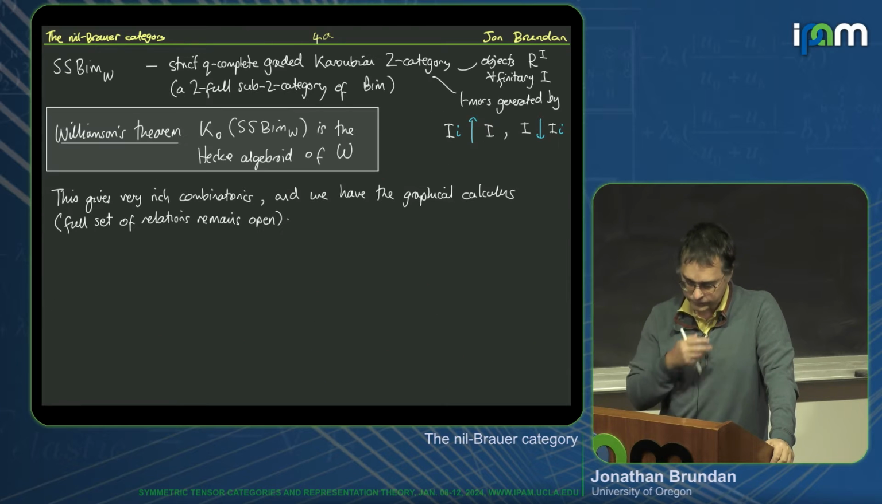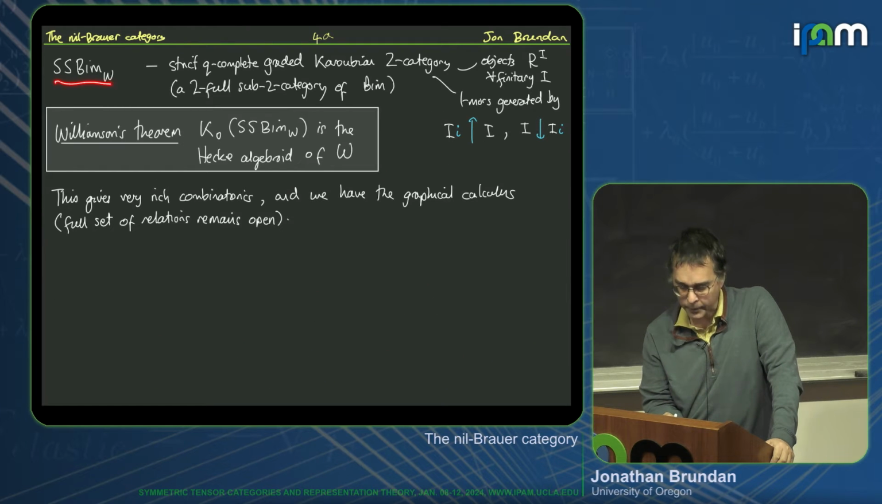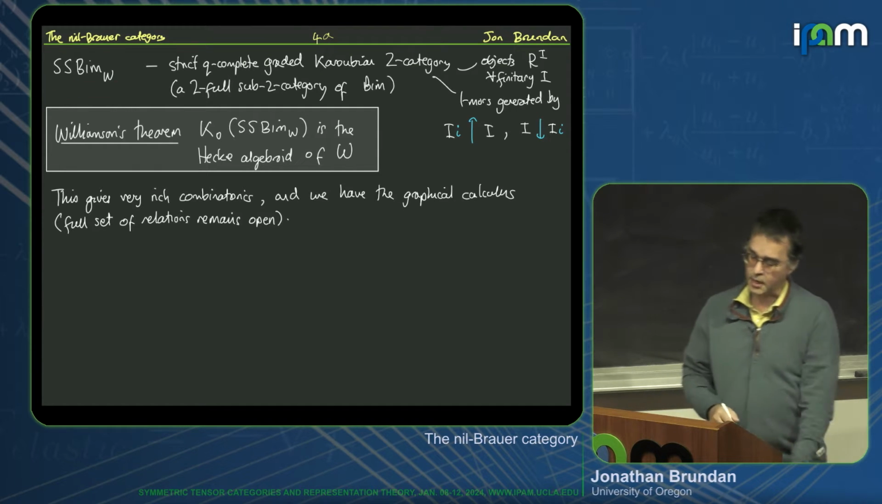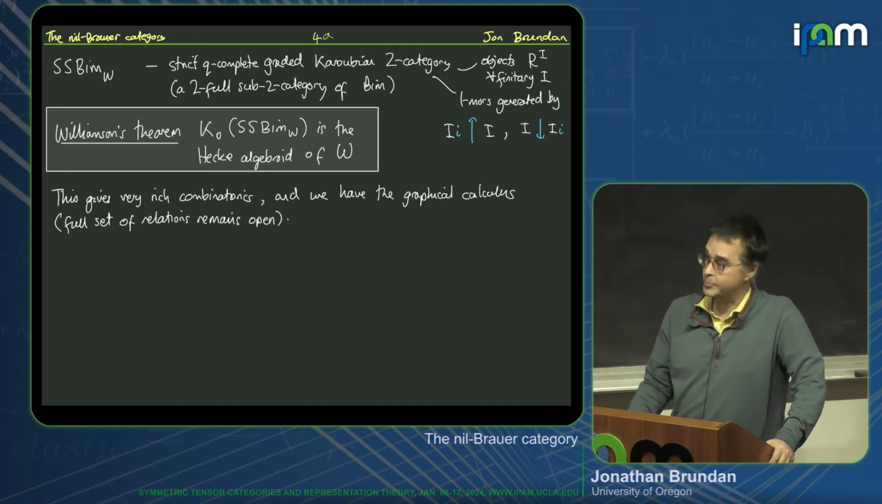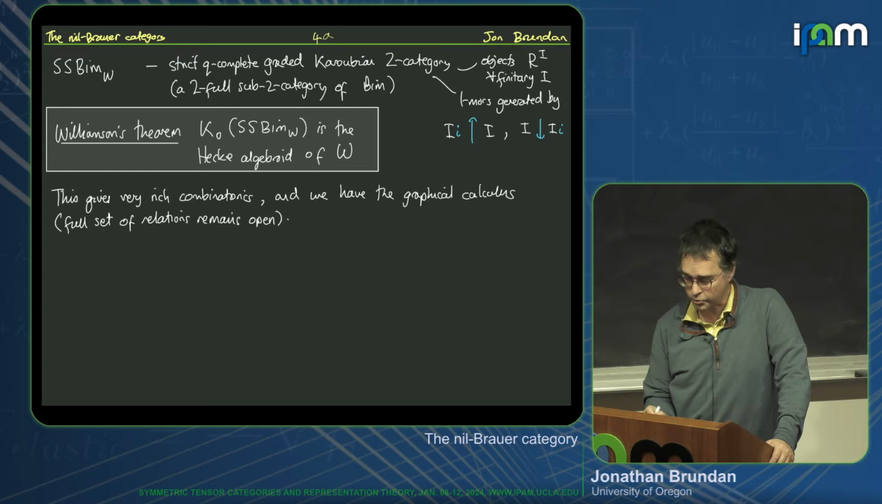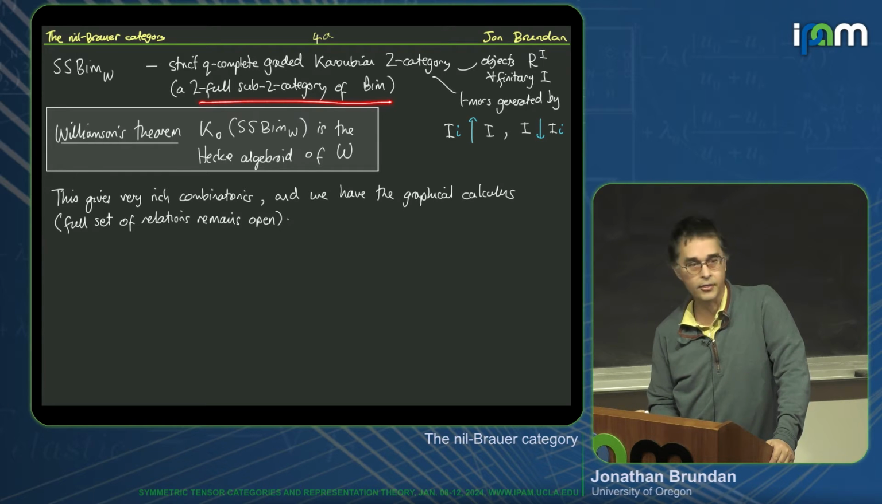And then this is the full diagrammatic calculus for working with these sorts of bimodules and induction and restriction. So I'm going to write singular Soergel bimodules. W is the fixed Coxeter group. This is the 2-category that I'm interested in to start with. It's a strict graded Karoubian 2-category. It's got this grading shift functor little q, so it's q-complete. But it's just sitting inside the 2-category of graded bimodules, graded functors and graded natural transformations.